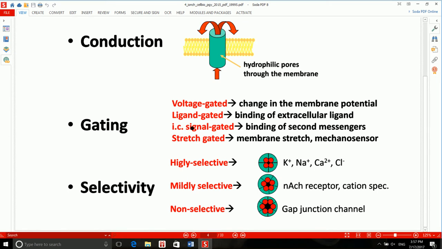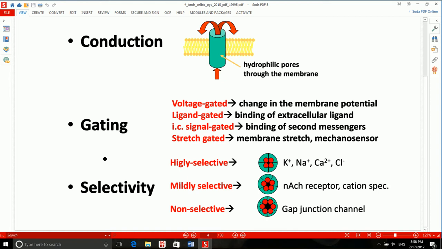And intracellular signal gated. What's the difference between the intracellular signal gated or intracellular ligand gated channels and the ligand gated channels? The trigger which makes the channel activated is coming from within the cell, or to be more specific, it's a second messenger. There was a first messenger, a first signal which caused a reaction in the cell, which led to the production of a second messenger in the cell, and that second messenger now causes the alteration in the channel. So that's the difference between intracellular signal gated and ligand gated. And then we have stretch gated ion channels, like for example the chloride stretch gated ion channel.